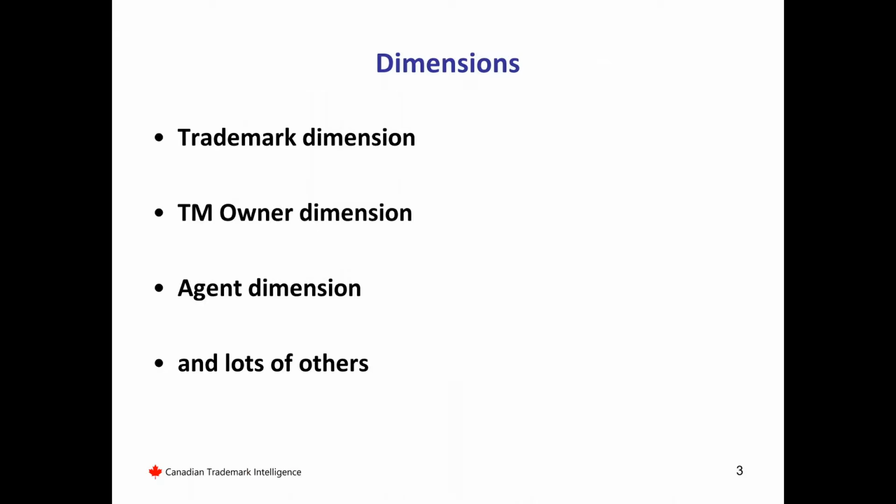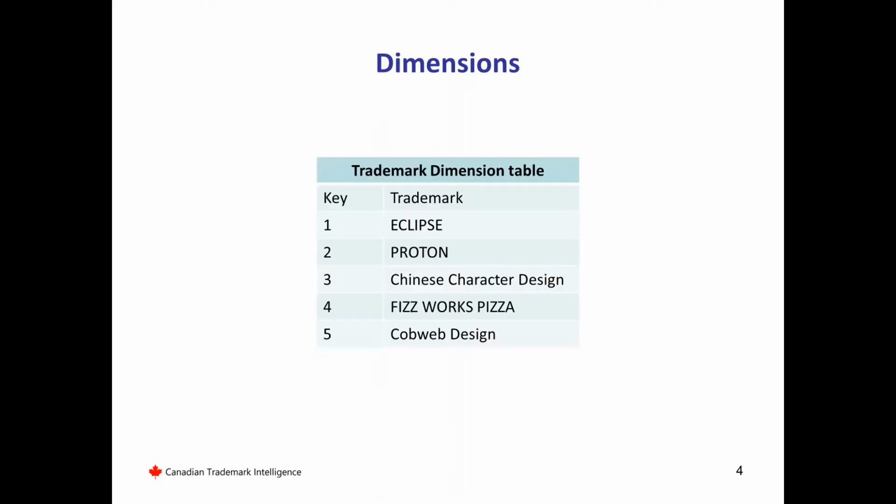So, what's a dimension? Well, in the context of CIPO's Trademark XML data, you could have a trademark dimension, a trademark owner dimension, an agent dimension, etc. Recall that CIPO's latest global dataset, that's the 5 October 2019 dataset, contains over 1.6 million XML files.